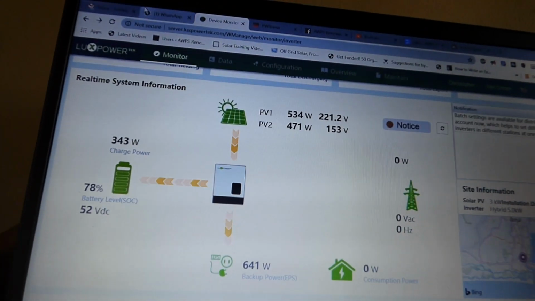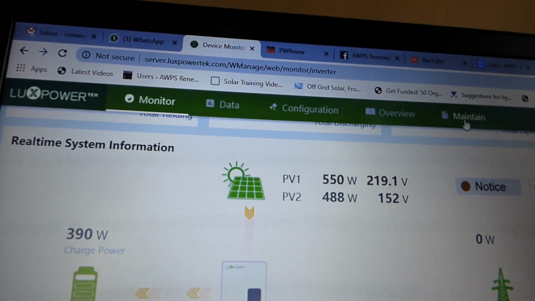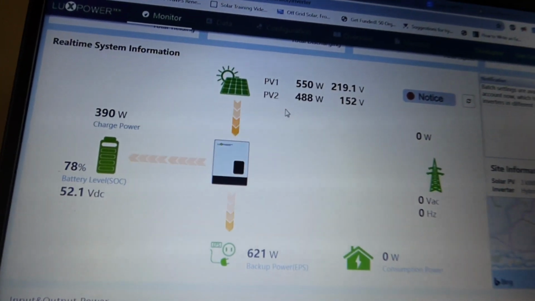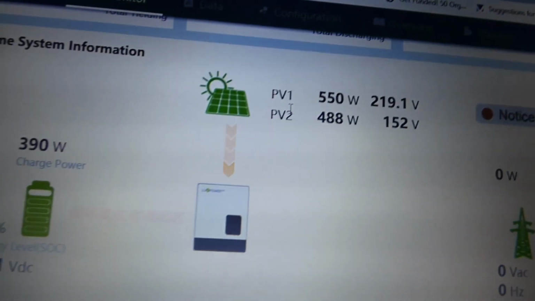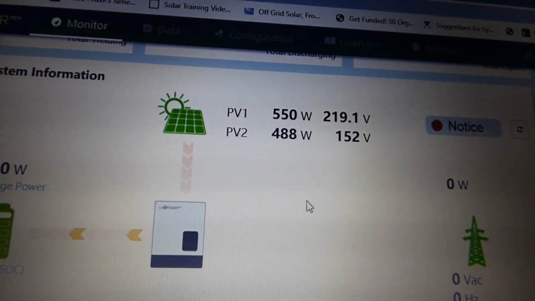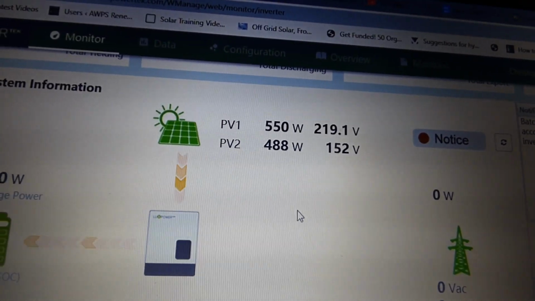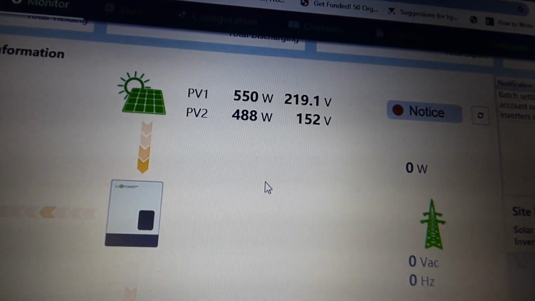Today I'm going to explain what each of these represents: monitor, data, configuration, overview, and maintain. Let's start with the real-time information. As you can see, I have two strings, PV1 and PV2. It is about 8:50 a.m. in the morning, and string 1 is generating 550 watts with a string voltage of 219.1 volts, and number 2 is 488 watts, with a string voltage of 152.